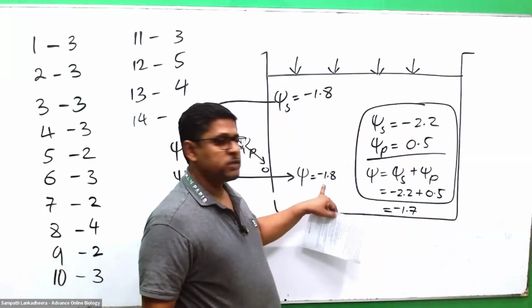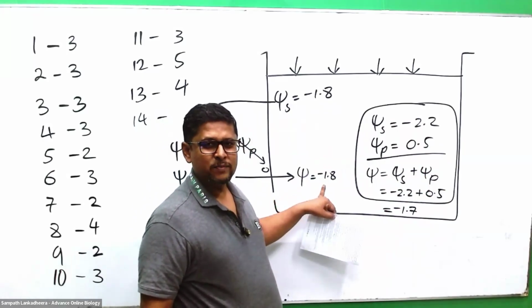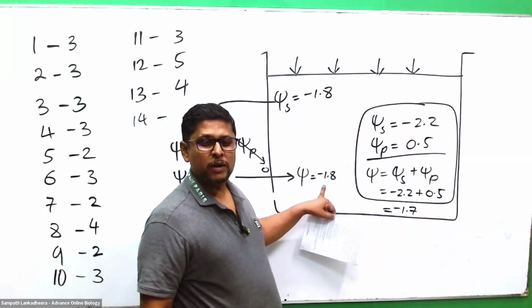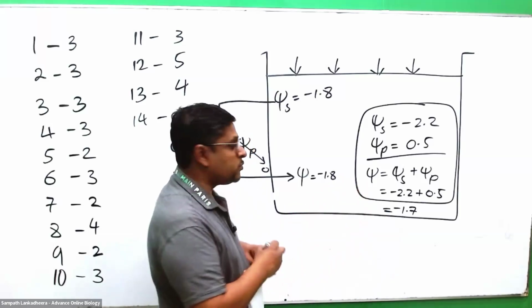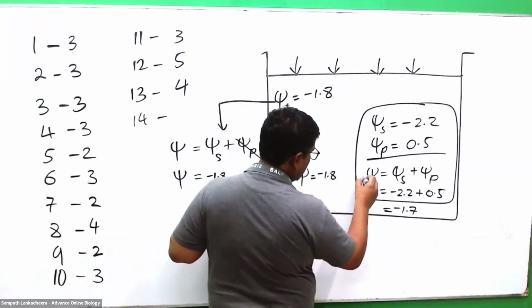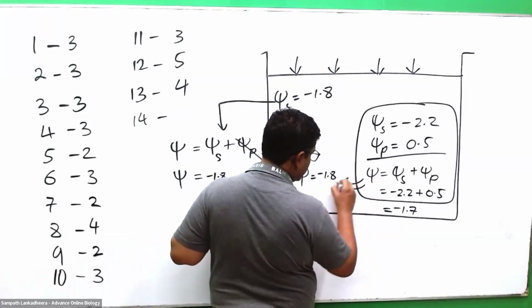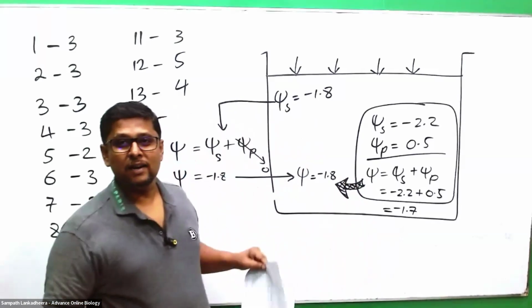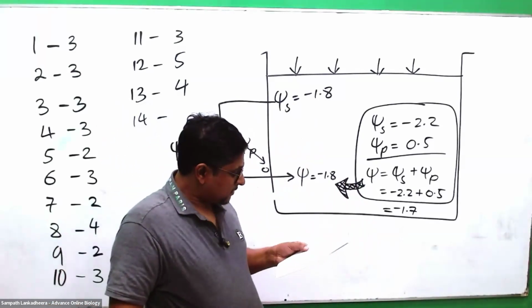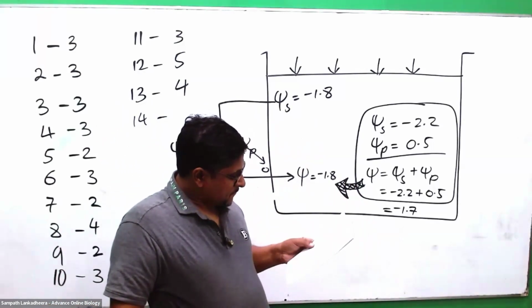Outer solution water potential is minus 1.8. So who has more water potential? Right? The cell has more, so the water tends to flow out from the cell. What do you call that sort of flow? Exosmosis. Exosmosis. Check that.